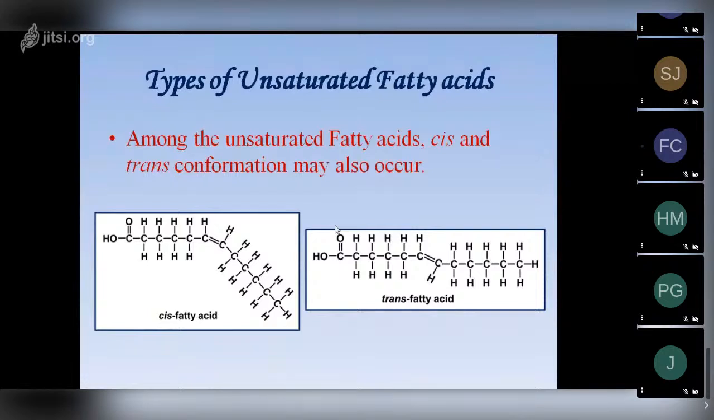If the unsaturated fatty acids are there, there will be two types of conformation. One is the cis conformation, the other one is the trans conformation. In the cis conformation, if the similar type of groups are present on the same side of the double bond, then it will be the cis conformation. And if the similar kind of groups are present in the opposite direction of the double bond, then it will be the trans conformation. So this is the trans fatty acid, this is the cis fatty acid. These are the two types of unsaturated fatty acids.